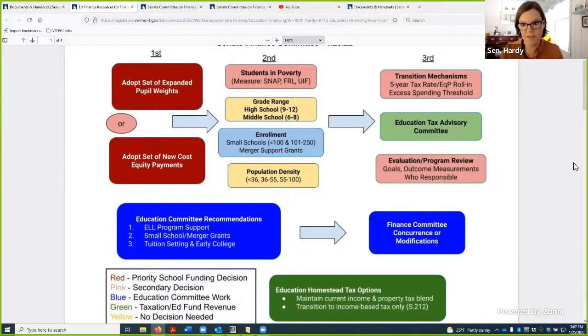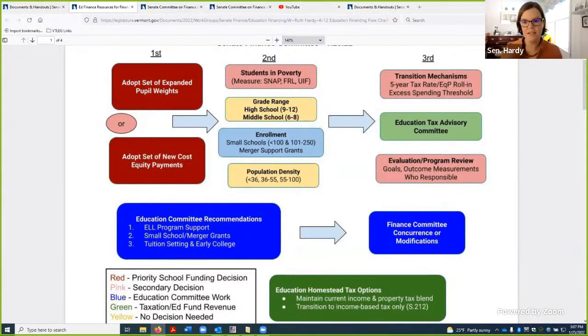I see Senator Bray's hand up. Oh. Okay, Senator Bray. Thank you, Madam Chair. So, Senator Hardy, I'm just wanting to make sure when I look at this, I get what's implied. Whether we choose to adopt a set of expanded pupil weights or adopt a set of new cost equity payments, the second column, all those choices are still available to us and need to be decided. But it's not as though choosing one or the other in the first set precludes choosing any or all of the second column. That's what I'm trying to figure out.